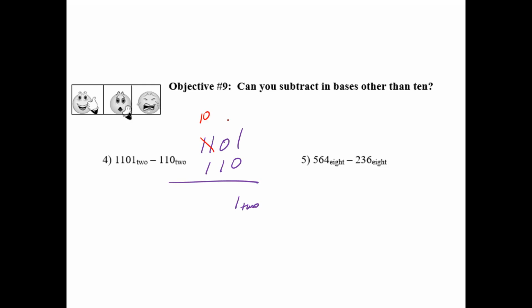Remember, your base is 2. So 0 plus 2 is just 2. 2 minus 1 is a 1. 10 minus 1 is a 9. So your answer is 9, 1, 1, and then 2.